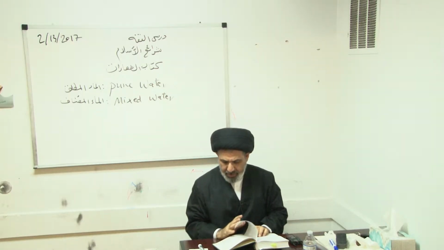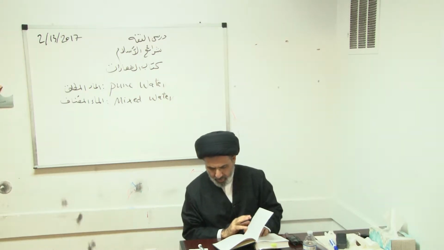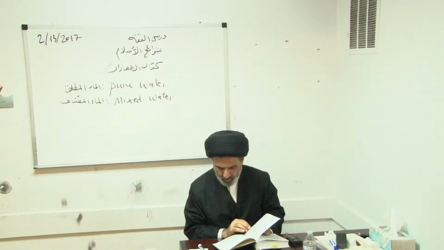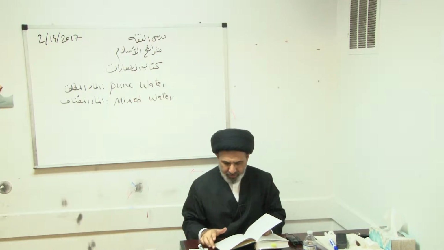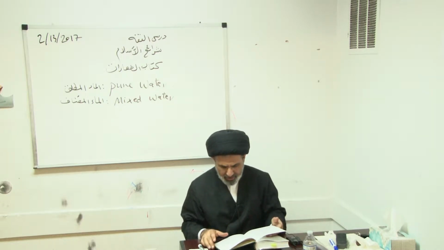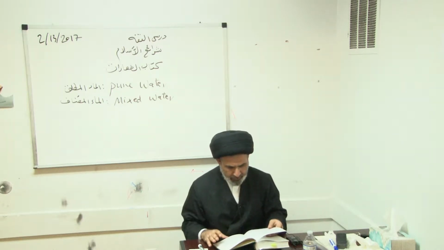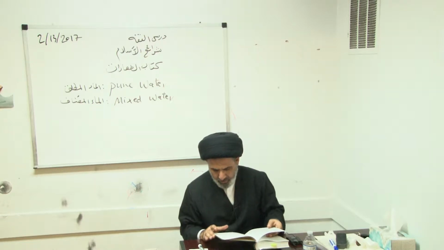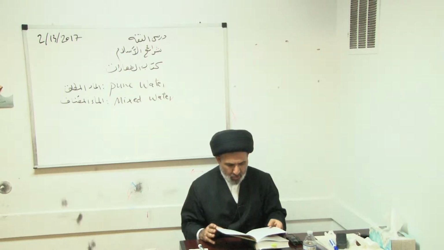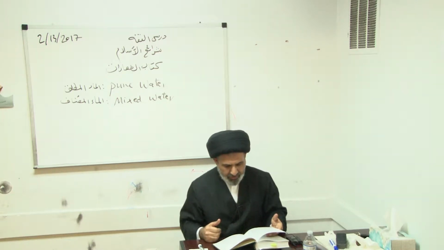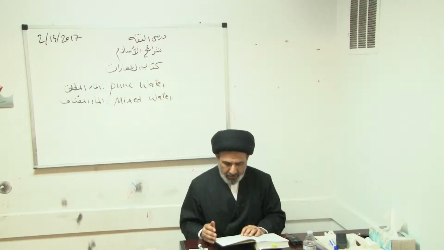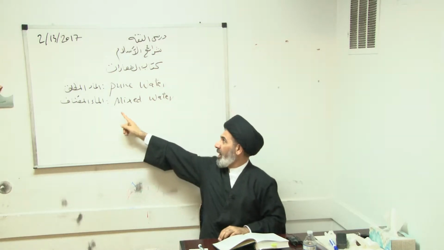Last time we studied the pure water, which was of three types: the running water, al-ma'ul jari. The second one was the retained, which is mahqoon, or stored, if you will. And the third one was the water of the well. Now we come to the second type of water, which is al-mudaf.